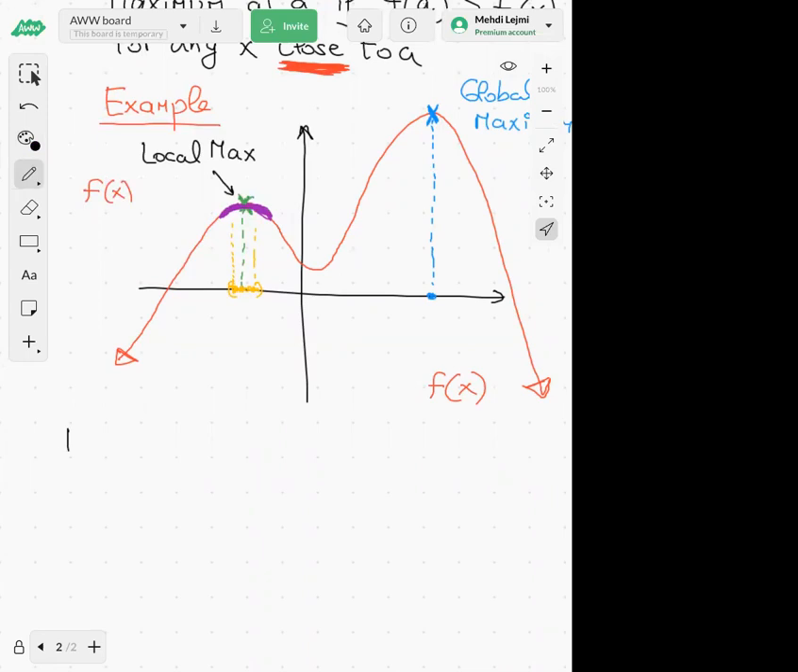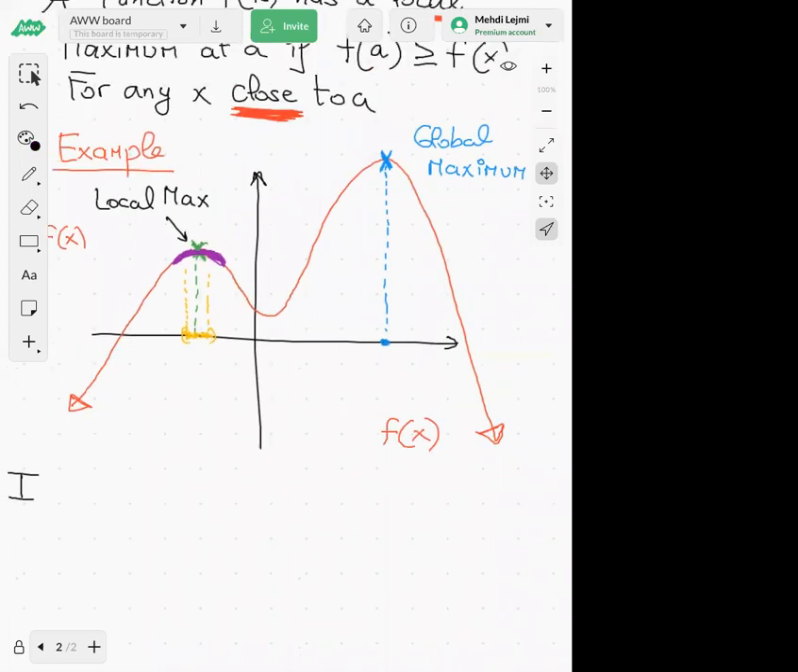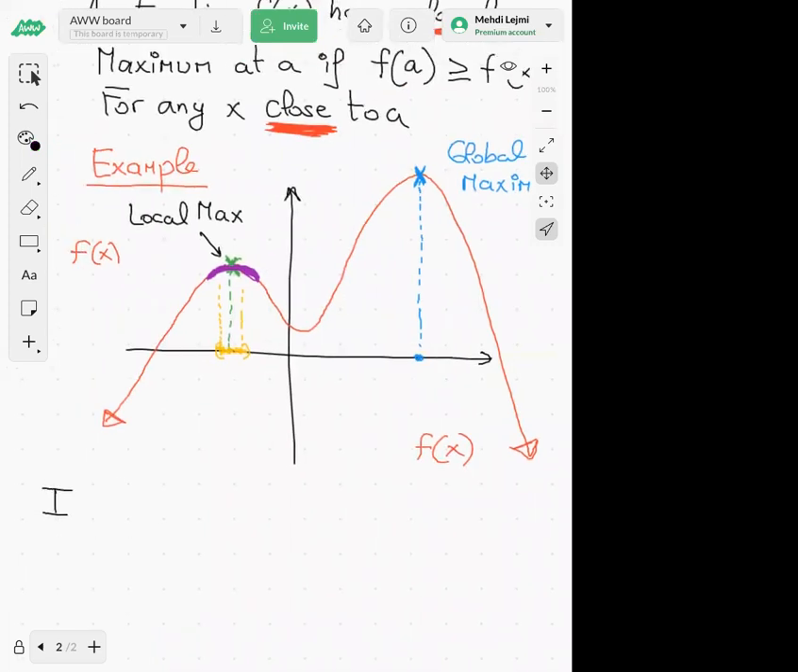Professor, sorry to interrupt you. Yeah, sure, one please. One over x, the derivative of one over x is negative one over x squared.